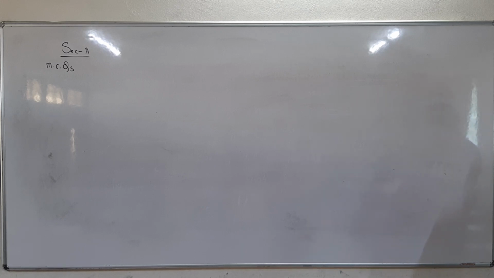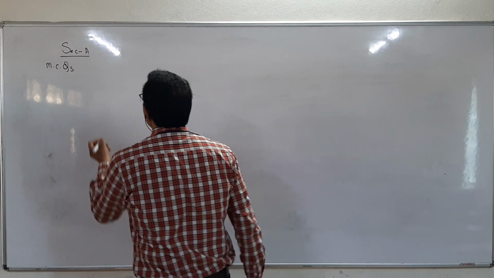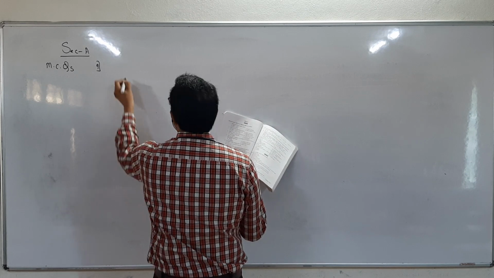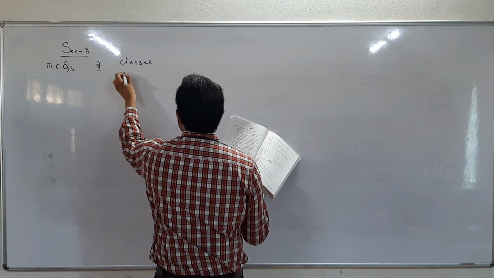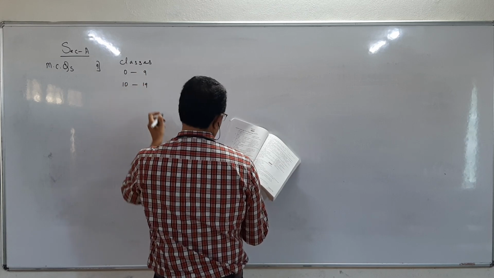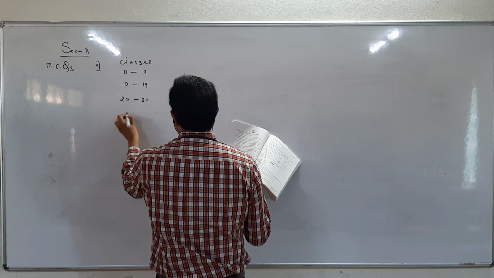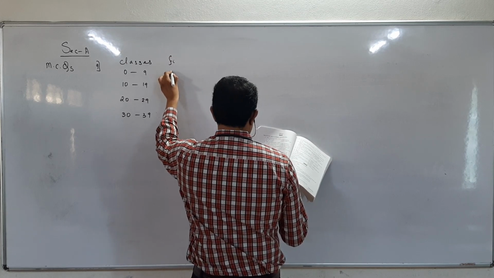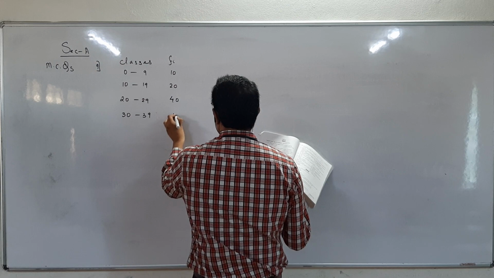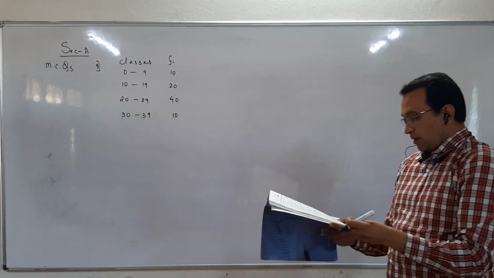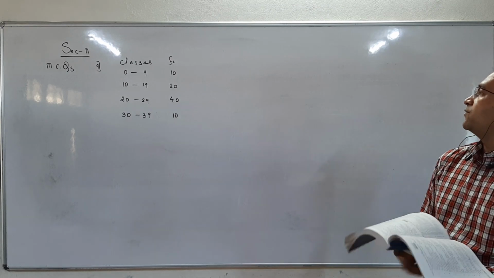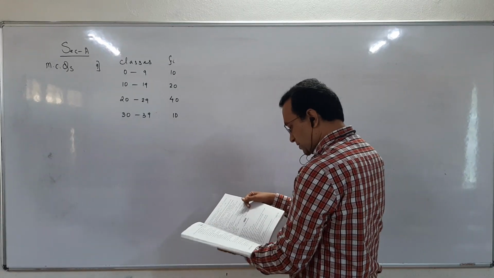Okay, now students, the next MCQ is MCQ 9. A continuous frequency distribution has classes. Okay students, we are given classes 0 to 9, 10 to 19, 20 to 29, 30 to 39, and corresponding frequencies are 10, 20, 40, and 10. Then, what is the less than type cumulative frequency for the boundary point 29.5?